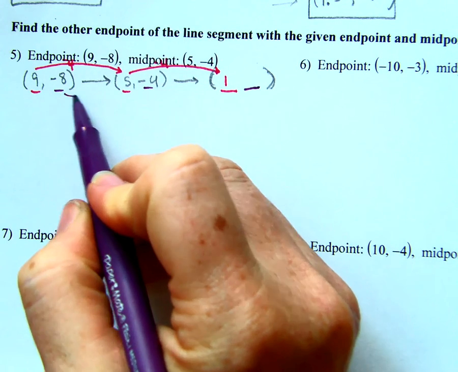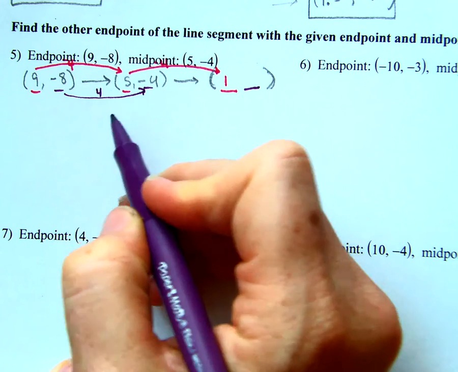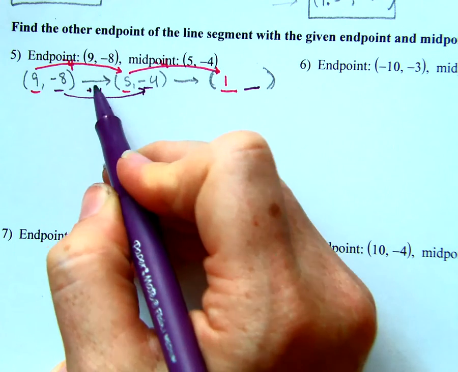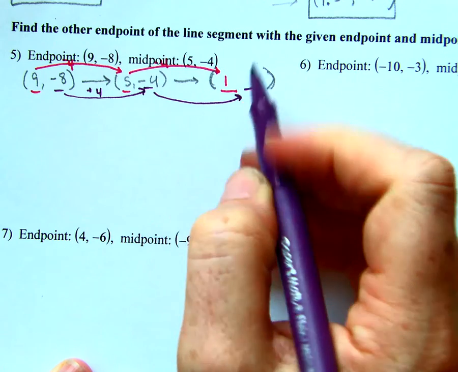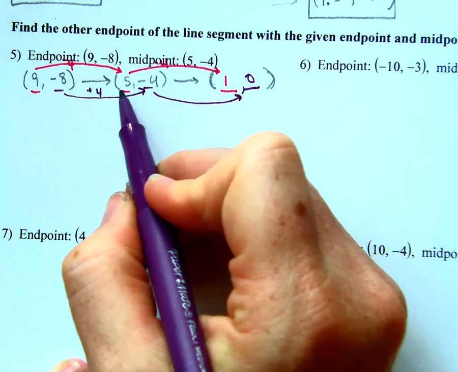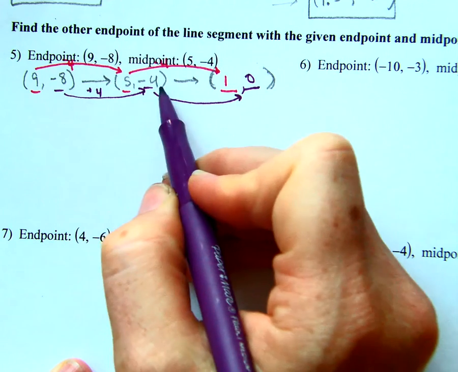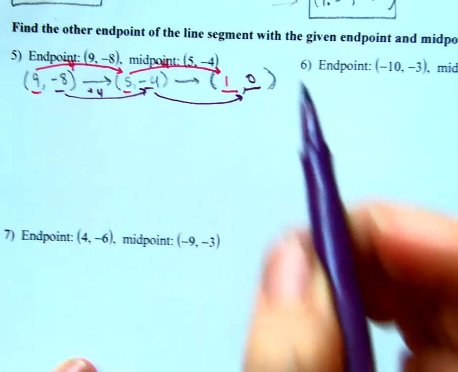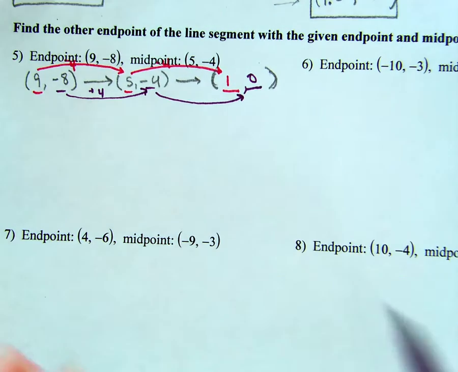So from -8 to -4, now I'm actually increasing by 4. Instead of decreasing by 4, I'm increasing by 4. So I'm going to go 4 on the other side of -4. I'm actually going to end at 0. So from -4 to -8 is a distance of 4, and from -4 to 0 is a distance of 4. So that tells me that this has to be the other endpoint for that to be in the middle.